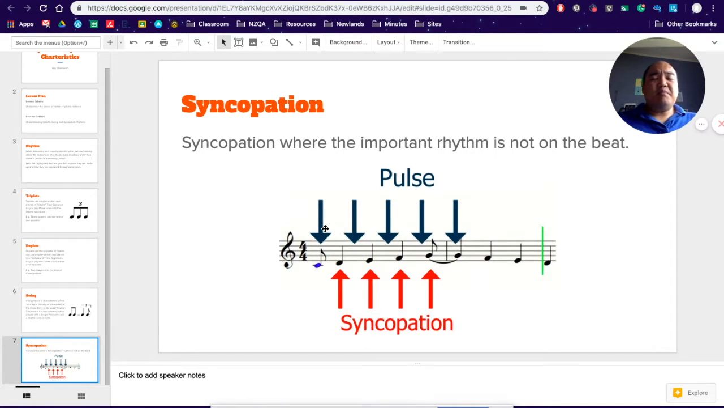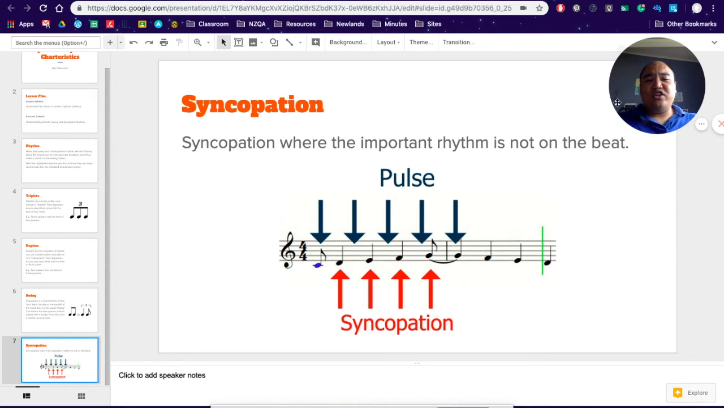If you're going to syncopate that rhythm, it's now giving important notes to 2 and 4. So it's 1, 2, 3, 4, 1, 2, 3, 4. So the difference is 1, 2, 3, 4, 1, 2, 3, 4. So that's the difference between syncopation and normal rhythm.